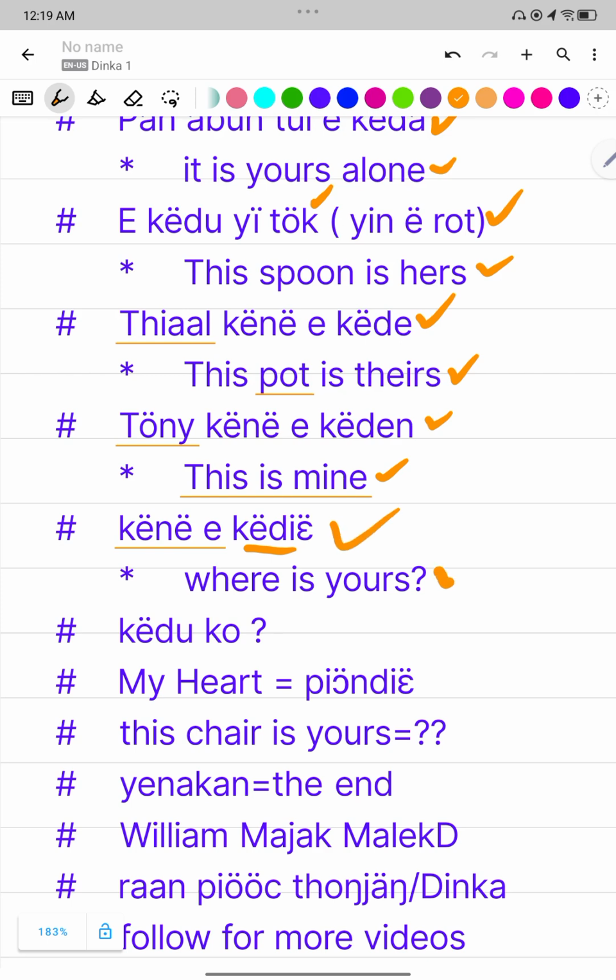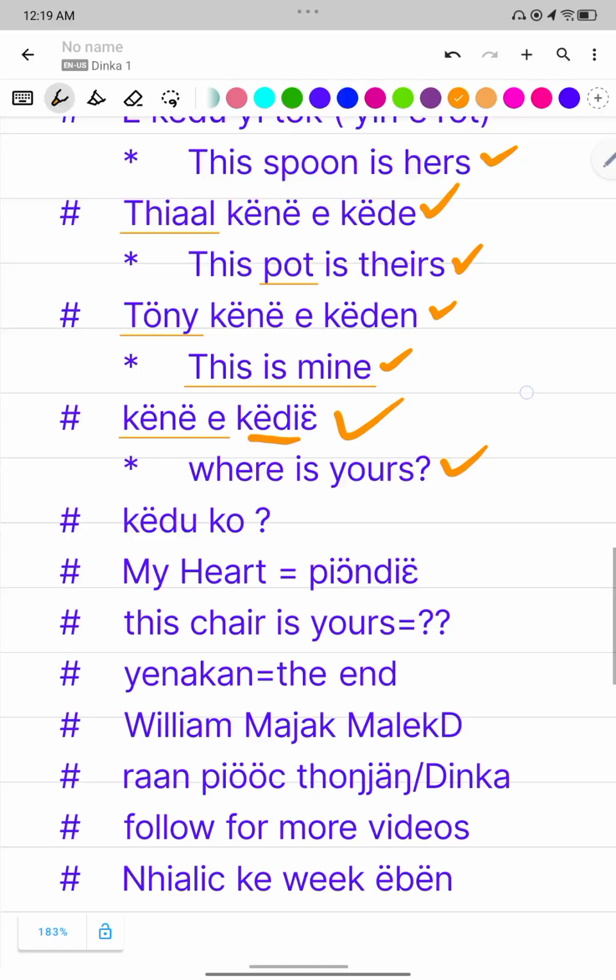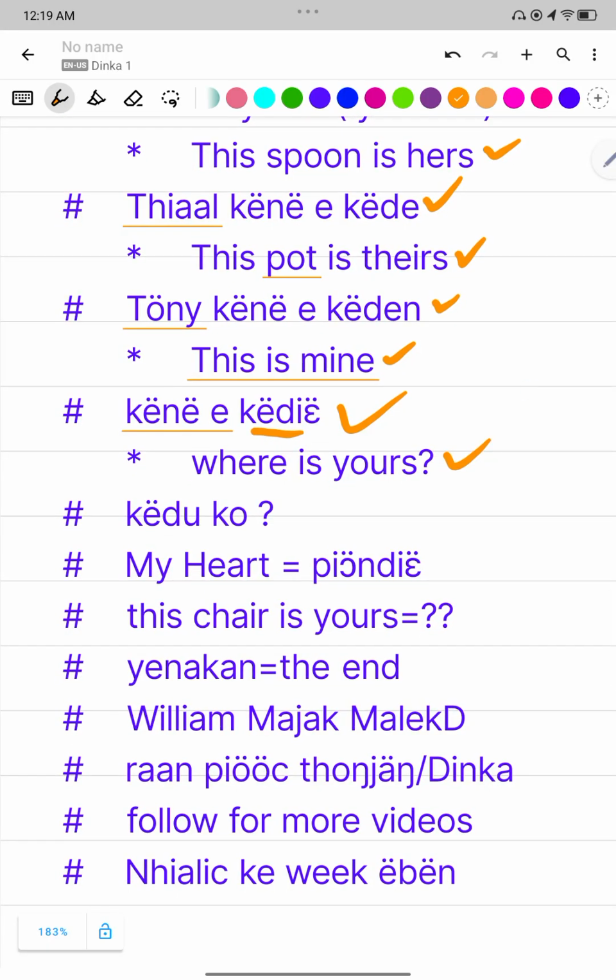Where is yours? That is a question. Then in Dinka it should be kedu ko, or kedu tau tano. My heart in Dinka.